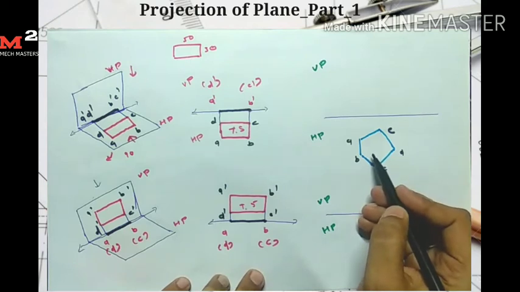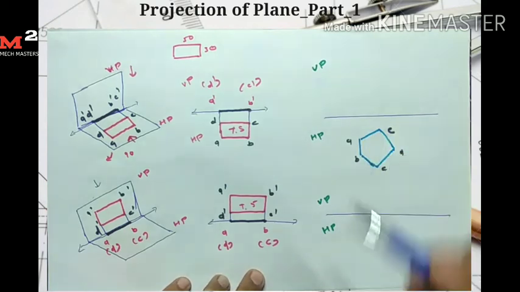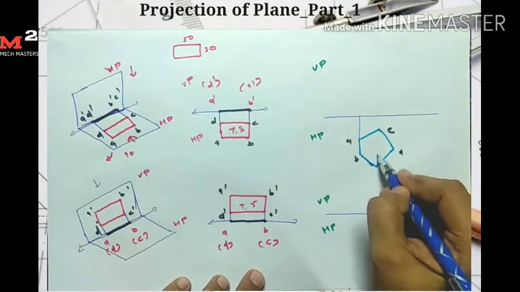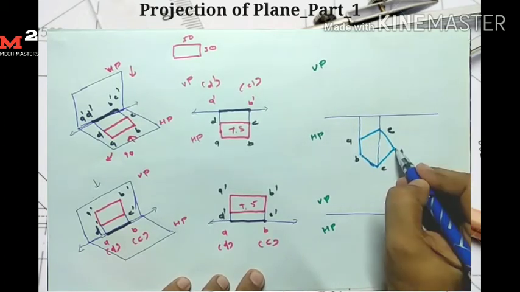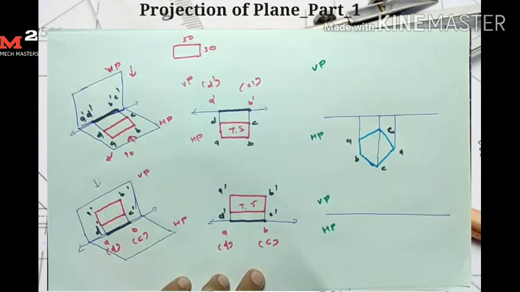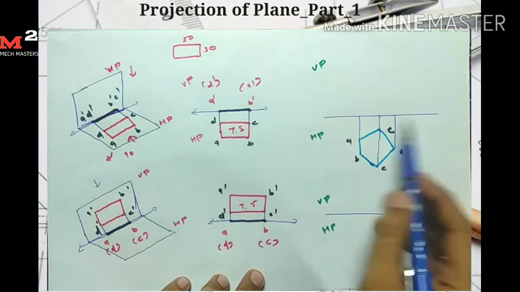Now for drawing the front view, I just simply take the projection from A and B point, from C and E point, and from D point. Okay, all 5 points are on horizontal plane. Okay, so all points I get on the reference line.